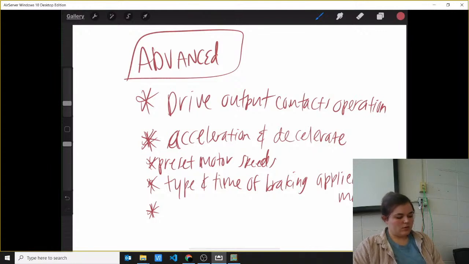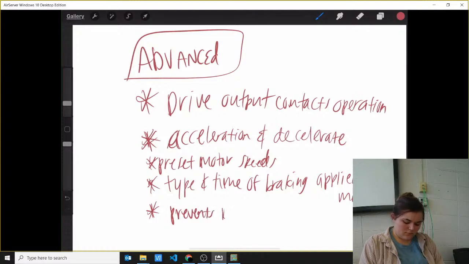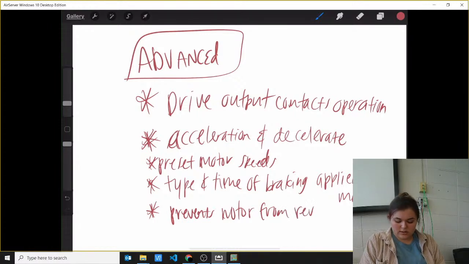So, it also prevents the motor from reversing or going forward. So, it just prevents it from going in the opposite direction of what you want it to. So, the number of times the motor drive attempts to restart a motor after a fault, that could be an advanced setting. Analog inputs.